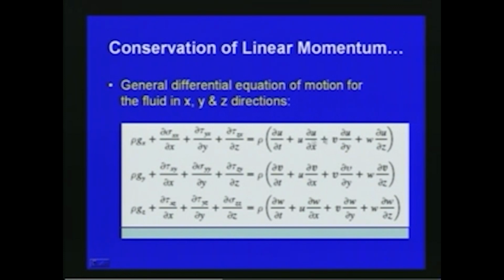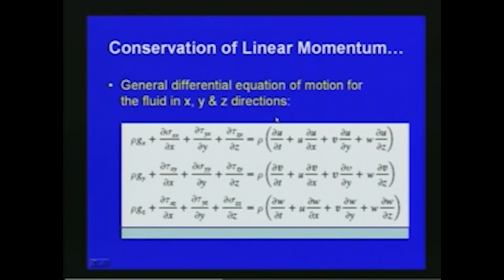So mass into acceleration means rho into del u by del t plus u into del u by del x plus v into del u by del y plus w into del u by del z. So this gives the general differential equation of motion in x direction. The final equation is rho gx plus del sigma xx by del x plus del tau yx by del y plus del tau zx by del z is equal to rho into del u by del t plus u into del u by del x plus v into del u by del y plus w into del u by del z. So this is the general differential equation of motion for fluid in x direction.